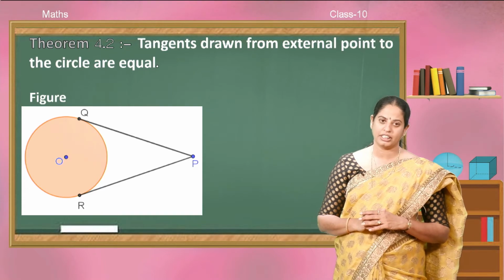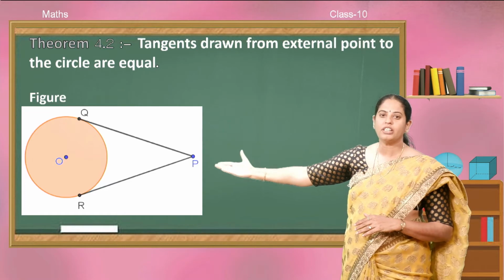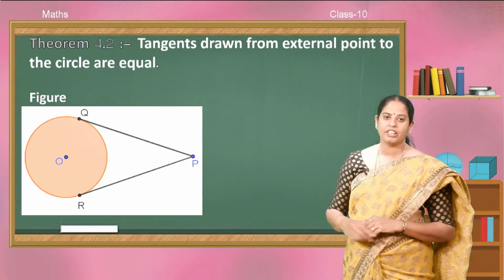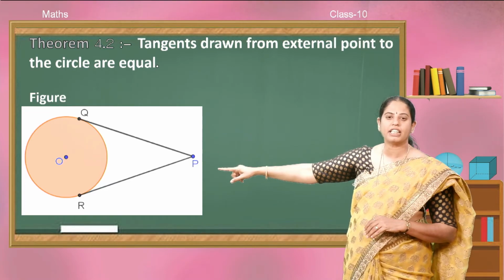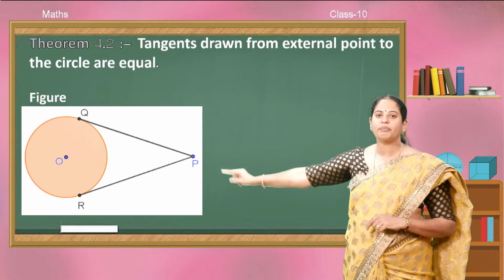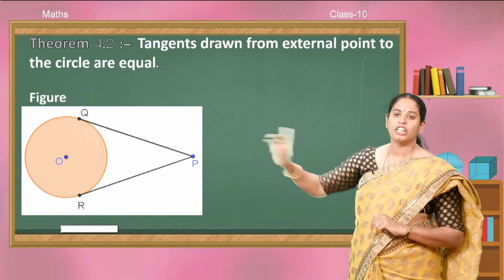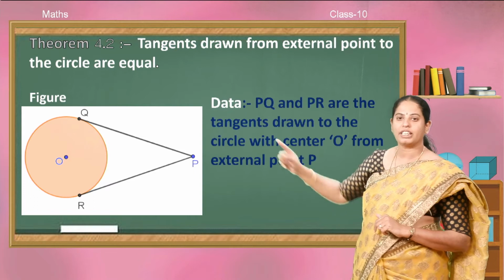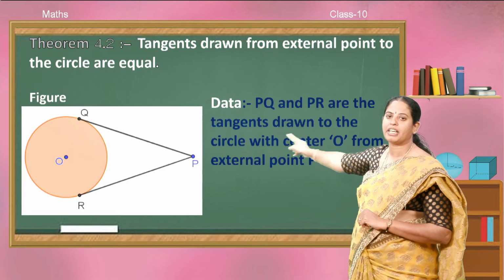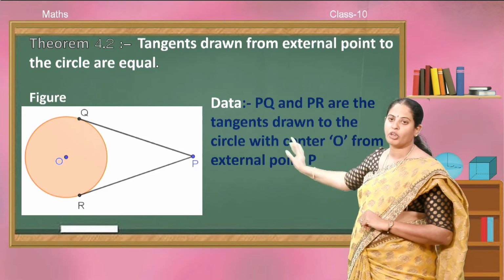examination, children. So, with the given data, we are drawing a figure where O is the center of the circle and P is the external point to the circle. Here PQ and PR are the tangents drawn from the external point to the circle O. So, that is the data. PQ and PR are the tangents drawn to the circle with the center O from the external point P.